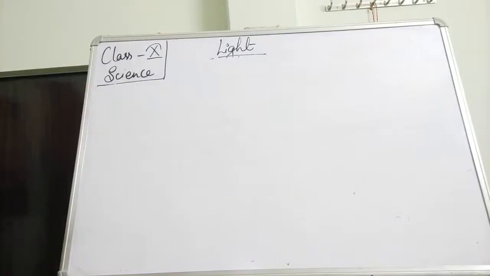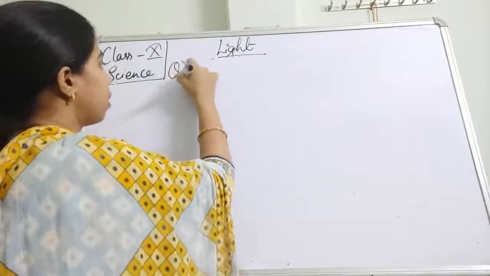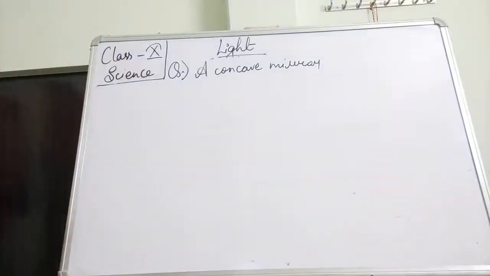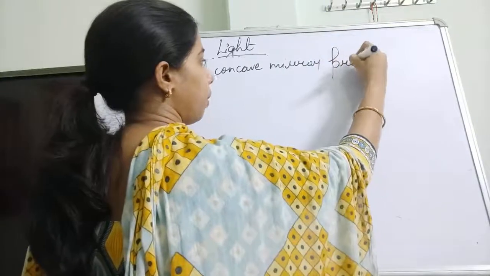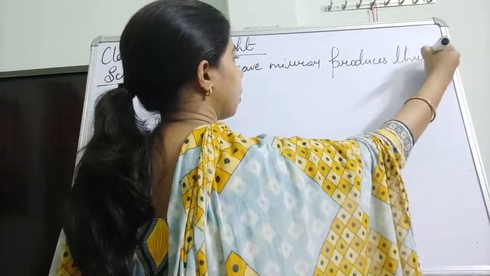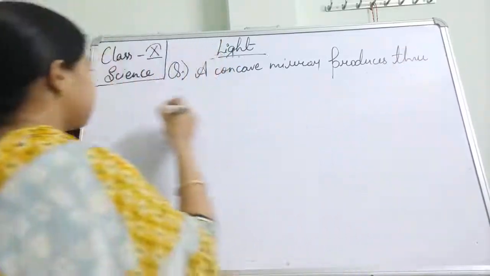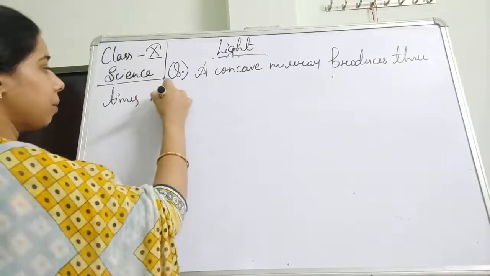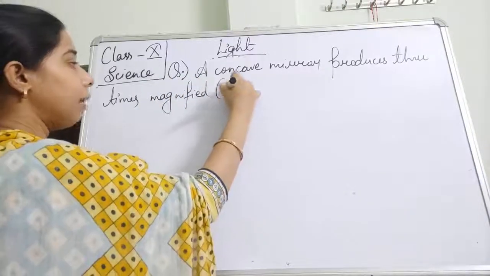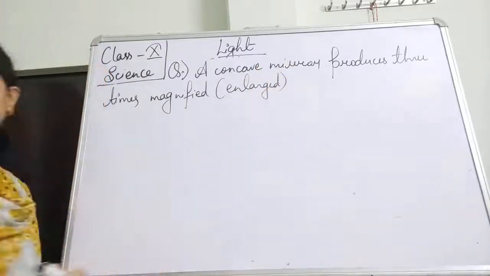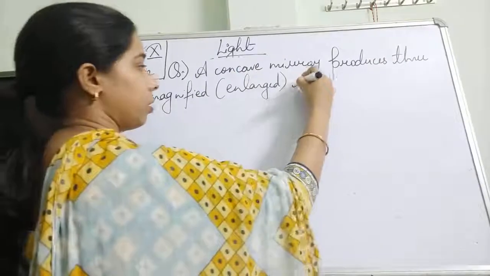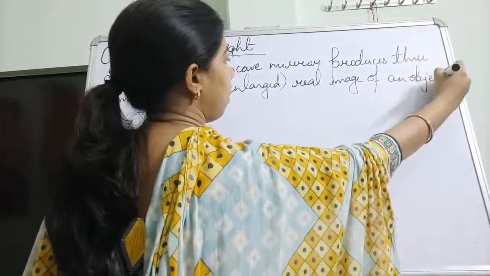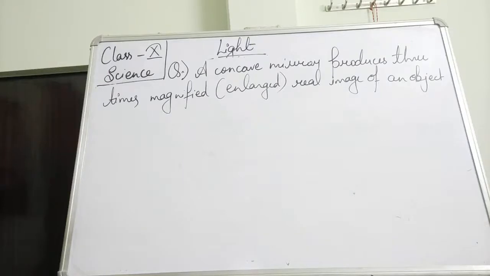Question is, a concave mirror produces 3 times magnified, or enlarged, real image of an object placed at 10 centimeter.